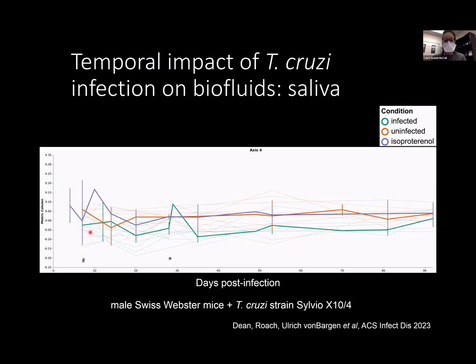And so we looked first at saliva. And so those lines here show the metabolic trajectories of each group over time. In saliva, all the colors are all tangled up. That means that there's basically no differences in terms of overall salivary metabolome between these three groups.